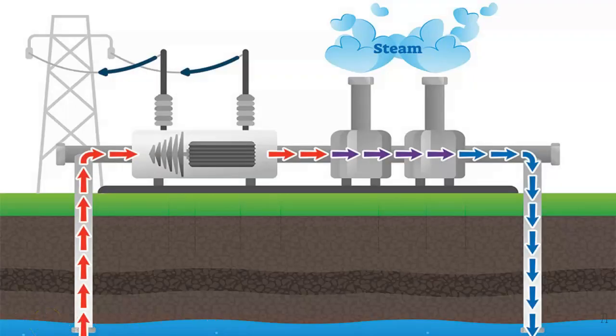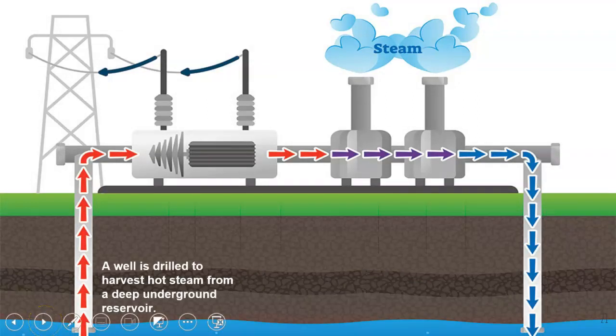Basically, what happens is this. We drill a well. That harvests steam from a deep reservoir. This is actually letter D. So we're going to start with letter D. It's drilled and it harvests hot steam from the underground well reservoir. So we do this, right?